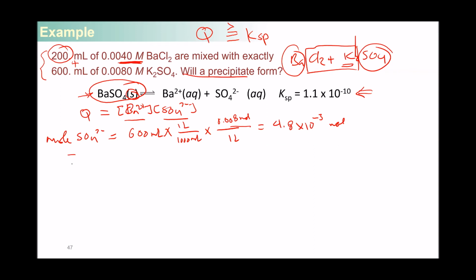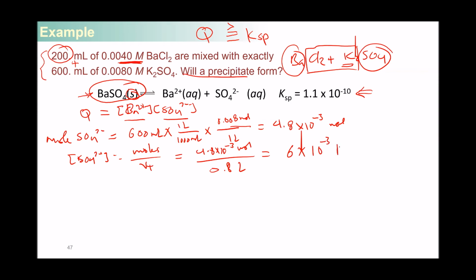And then to find the molarity concentration for this ion, you will divide moles by total volume in liters. So it's going to be 4.8 times 10 to the negative 3 mole divided by the total volume, which is the sum of both volumes, 800 milliliters or 0.8 liters. That is going to give you a concentration of 6 times 10 to the negative 3 molar.